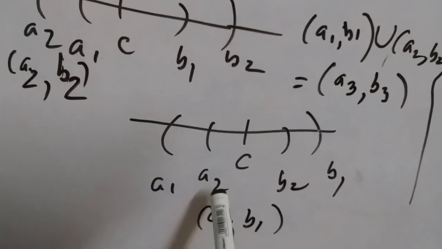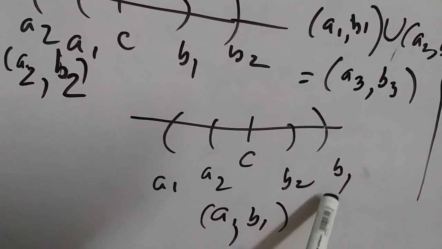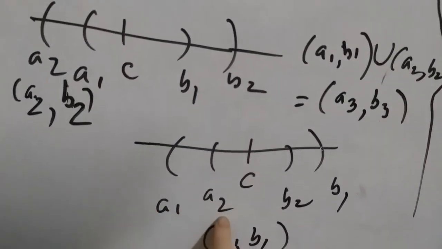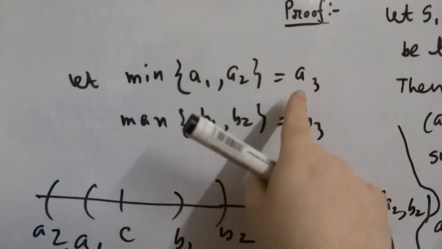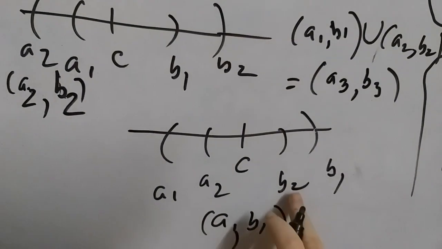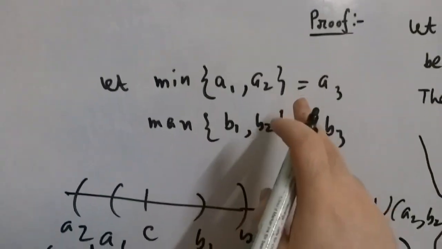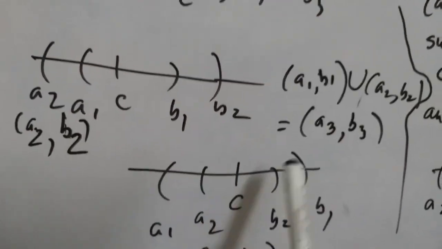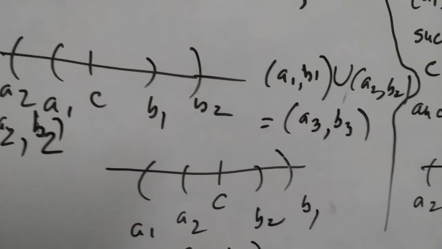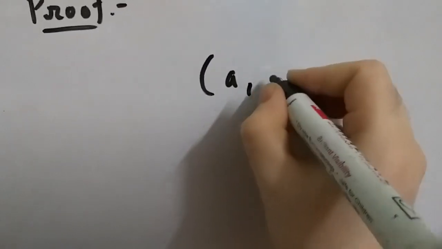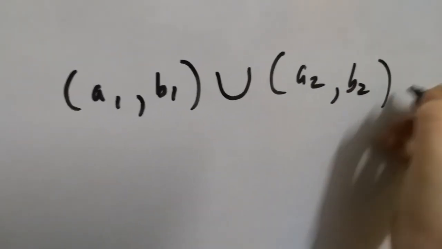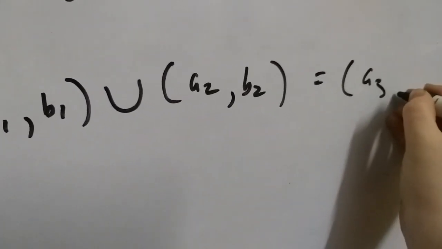Now, from this case, here (a1, b1) union (a2, b2) equals (a1, b1), and minimum of a1, a2 is a1, so a1 equals a3. So therefore this is a3, and maximum of b2, b1 is b1. Therefore b1 equals b3. So b3. So combining two cases, (a1, b1) union (a2, b2) equals (a3, b3). Therefore (a1, b1) union (a2, b2) equals (a3, b3).